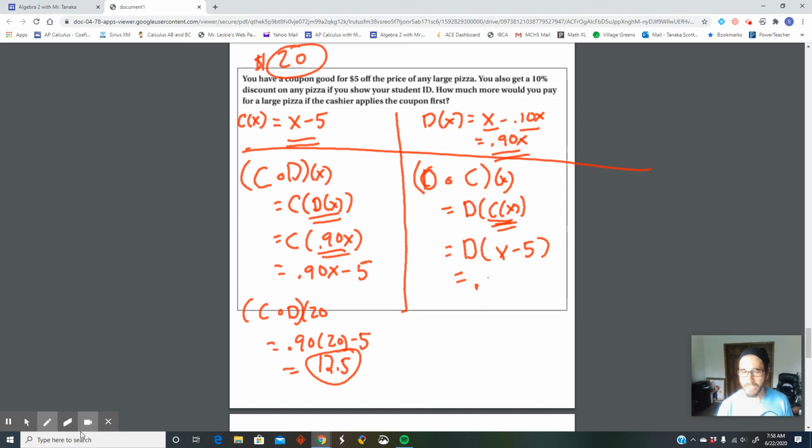So that means wherever I see an X, I'm going to put in this X minus 5. There we go. And then if I distribute, I get 0.90x, and that'd be minus 4.5. Okay, and if I did the math there, I should use my notation, right? If I do D composite C and then put 20 in there, which would be 0.90 times 20 minus 4.5, $4.50, I get an answer of $13.